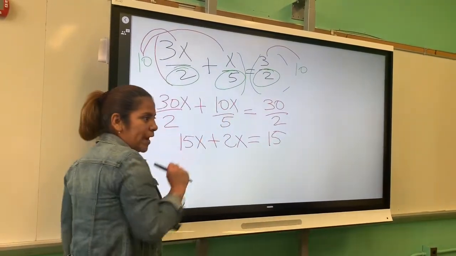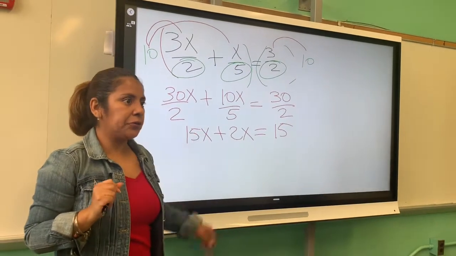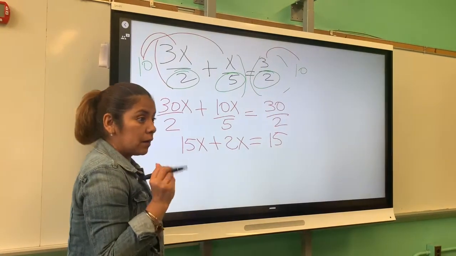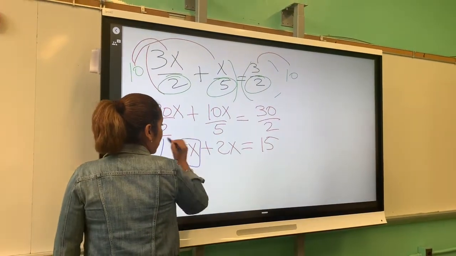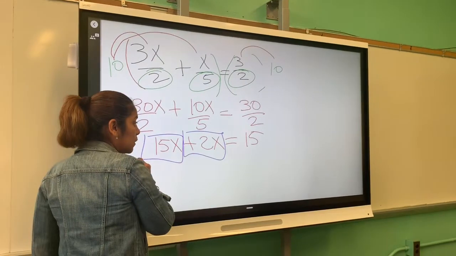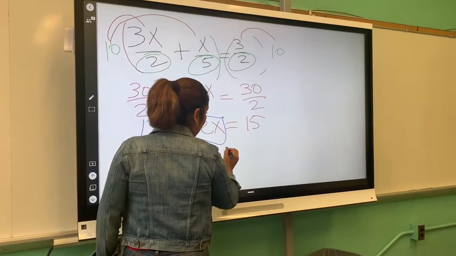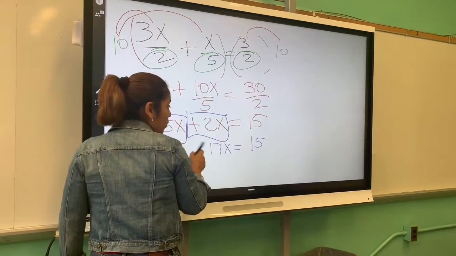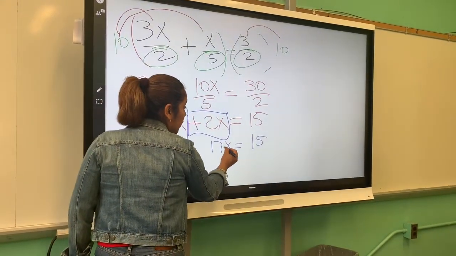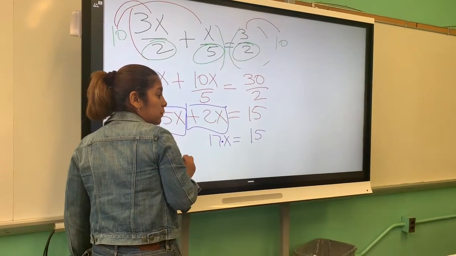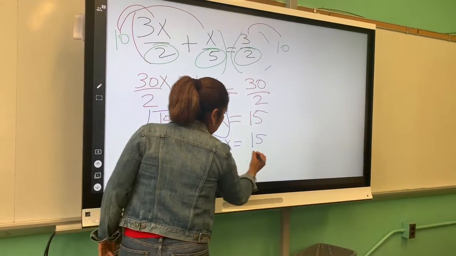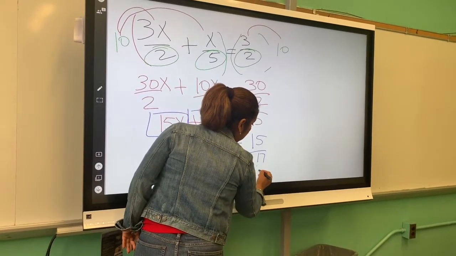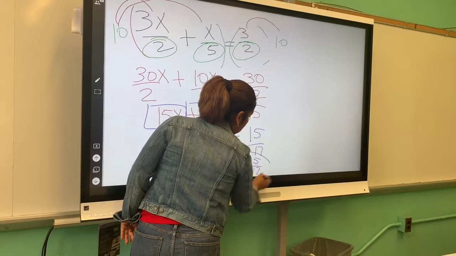So now look, we end up with whole numbers. Easier to solve. So what am I going to do from there? Combine my like terms. 15x plus 2x will give me 17x equals to 15. And what do I do with that 17? If this is multiplication, what is the inverse operation of multiplication? Division. 17 and 17. So x will be equals to 15 over 17. Is that right?